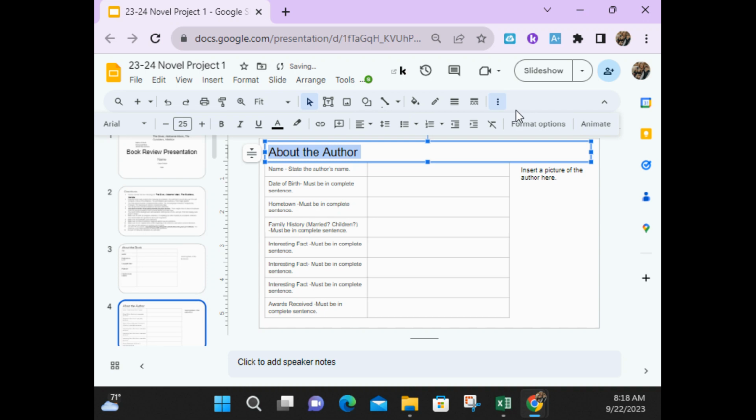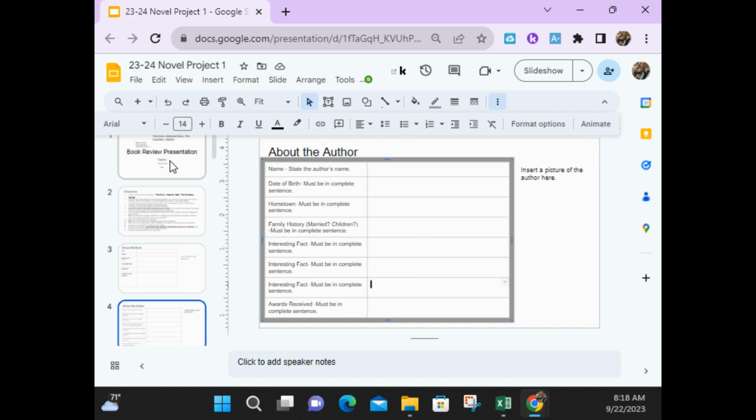Now, anytime that the title of your book shows up in your presentation, it must be spelled correctly, capitalized appropriately, and it must be italicized. If you type the title of your book throughout your presentation and you don't italicize it every single time, I'm going to dock points. Okay?